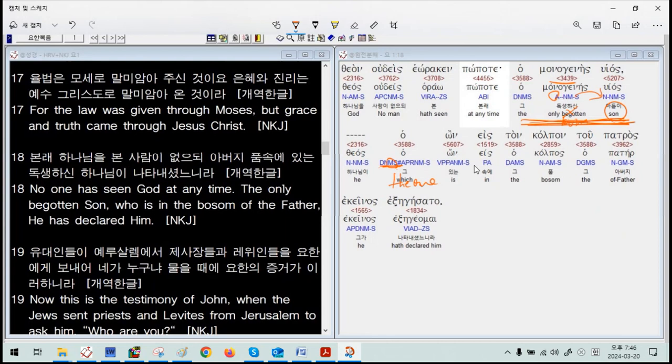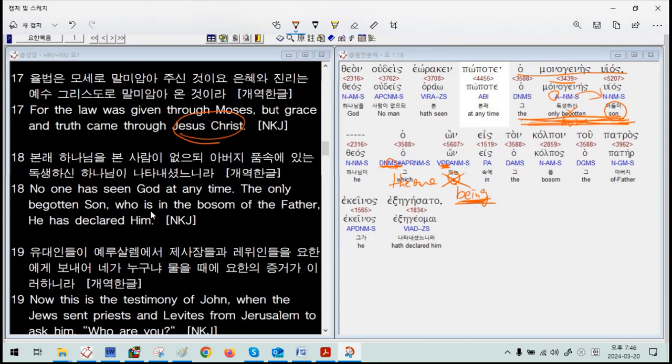As you see here, you see VPP? This is the present participle. What is the present participle of the be verb? Being, right? Which means being means existing. So VPP, as I say, the concept of present participle is continuously, habitually, repeatedly being and existing. Who? O monogenes huios, the only born son. Who's talking about? Christos Jesus here, right?